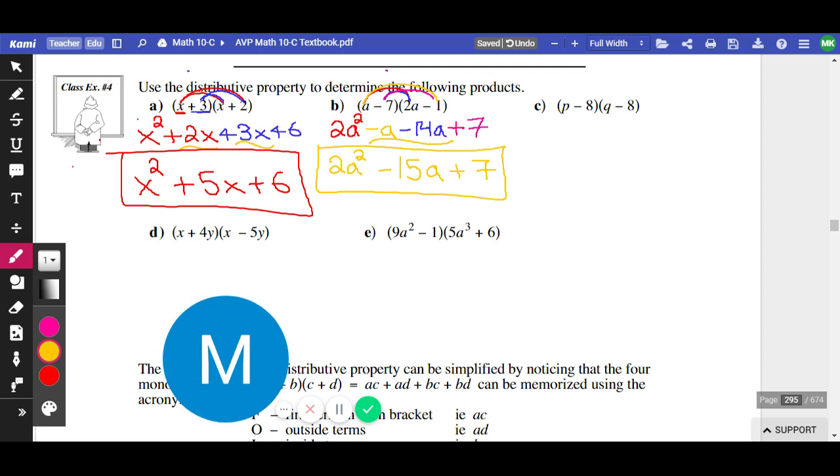I find distributions a little faster, in my opinion. Area diagrams maybe a little more organized, a little more neat. Probably makes little mistakes with area diagram. We'll do C together. I'm going to let you try D and E on your own.